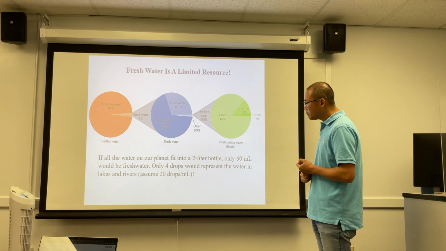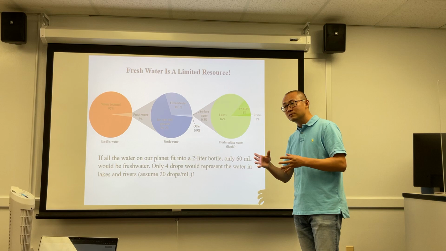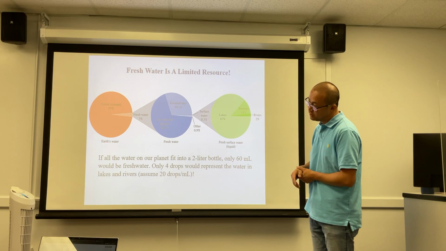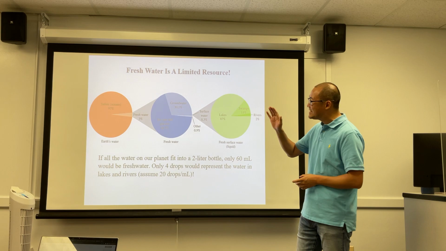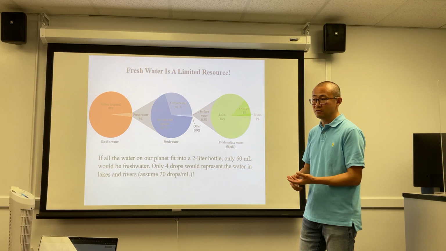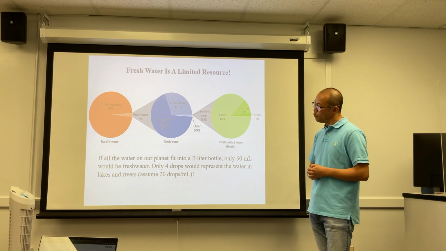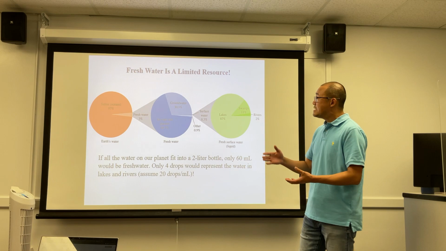Even though we mentioned water covers the planet Earth, the water that covers the planet Earth is ocean, basically seawater. As you can see from this chart, even though the Earth is covered by water, 97% of the water is salt water, seawater. We cannot drink seawater. We cannot live on seawater because it has a lot of salts dissolved in it. Only 3% of the planet's water is fresh water, which is drinkable.